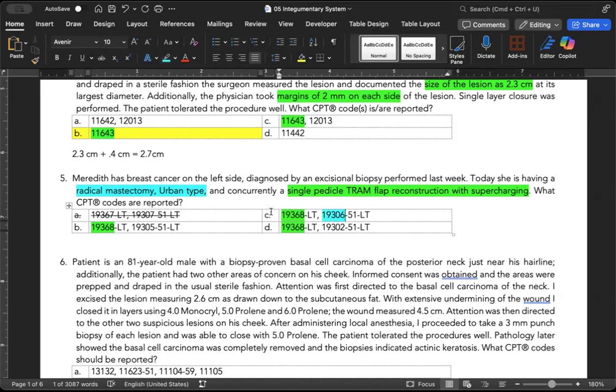And then again, we just have to make sure that we have our correct modifiers. And then we're going to use the 51 on the lower RVU. It's a 51 instead of a 59 because it's the same area that we did the Urban type mastectomy, and then we also did that TRAM flap reconstruction in the same session. Okay. Any questions on that one?